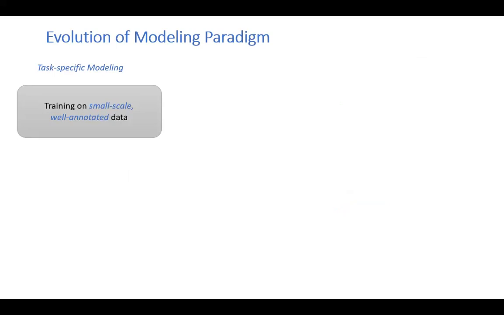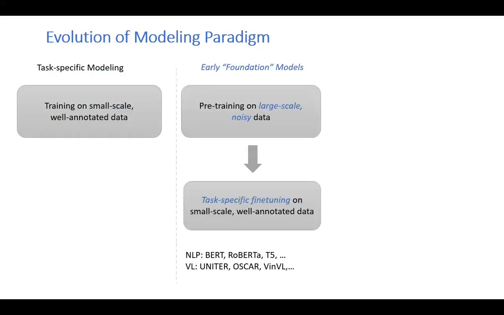So first, let's revisit the evolution of modeling paradigm, especially in today's deep learning era. We started with training task-specific models on small-scale, well-annotated data. And this leads to dedicated models for each task or even each data set. Then, for early foundation models, the pre-train and fine-tune paradigm can take advantage of large-scale, well-crawled, noisy data for pre-training. But the fine-tuning stage is still mostly task-specific on the same small-scale, well-annotated data as the task-specific modeling. And this paradigm has become very popular in both NLP and vision language research. And we witnessed many well-known models, which used to be considered as large-scale models, but maybe more intermediate or even small size in today's view.